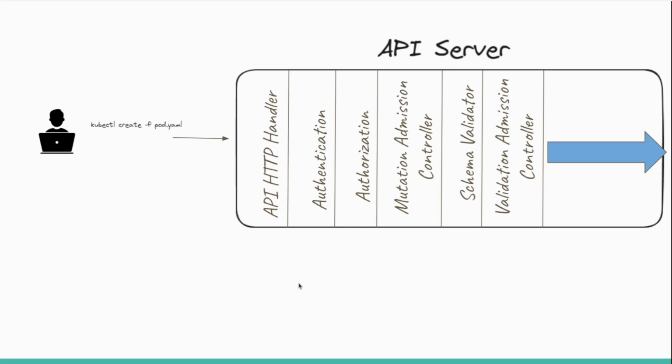One thing to notice here is that when we make a read request to the API server, the request doesn't go through the admission controllers, so it won't be going to these components. So one of the API server's tasks was to handle the request and take it forward. This is what happens inside the API server when we try to create a resource.